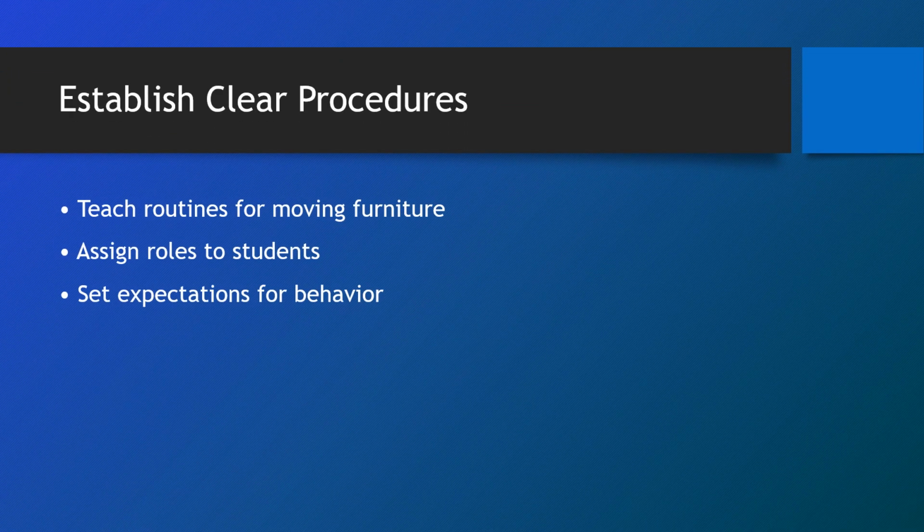Set clear procedures for transitioning between layouts. Teaching students how to quickly and safely rearrange furniture saves time and involves them in the process. Assigning roles like desk helpers can streamline transitions. Additionally, setting behavior expectations during different activities helps manage the classroom effectively.